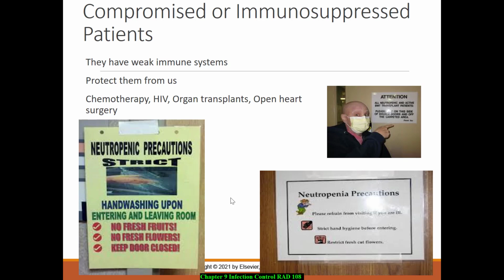They have very weak immune systems, and so we need to protect them from catching something that we may be transmitting to them or other patients. So patients who are having chemotherapy, they may have HIV, organ transplants, open heart surgery. You will see notices placed on their door, and it will tell you what type of precautions are taking place before you even enter the room. I've given you an example of some signs that could be hanging outside the door, but they do have other symbols and other types of signs that you need to be aware of for your institution.